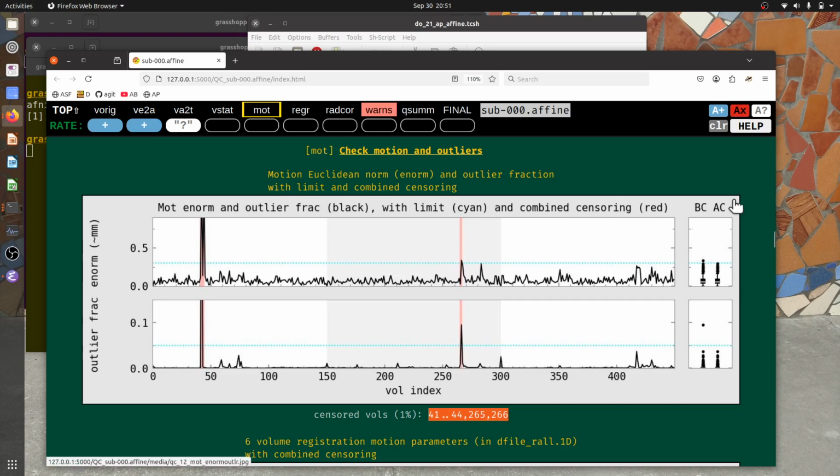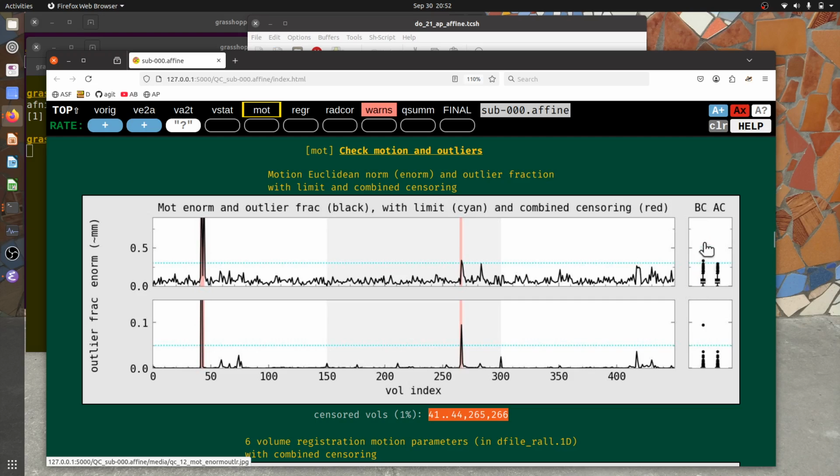Over here, we see little box plots that go along with these. BC and AC stand for before censoring and after censoring. So these are standard box plots where the box shows the quartiles, and this gray line shows the median value. So this is the 25th and 75th percentile, and then we see outliers above and below, just so you get a sense of how much motion there was for this subject. In general, the median is quite low, and even up to the 75th percentile.